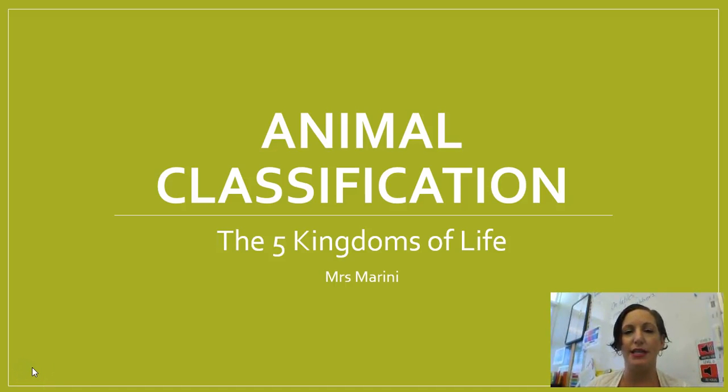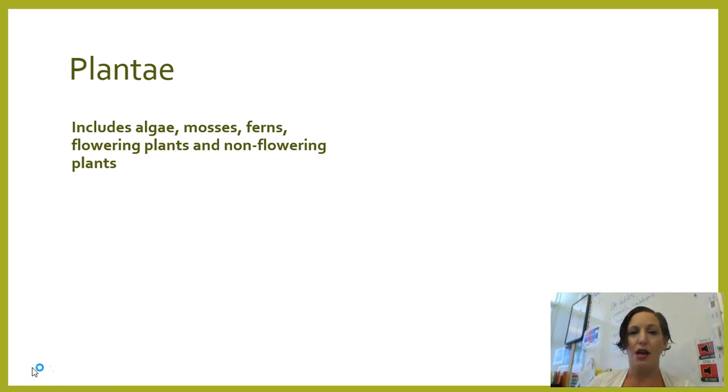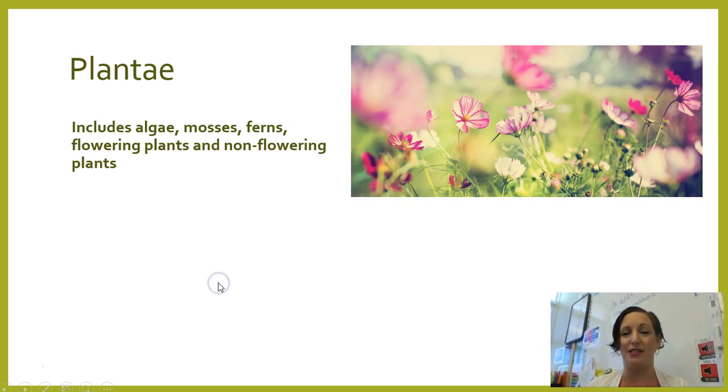Welcome back, Year 3s. Let's continue our learning on the 5 kingdoms of life. The next kingdom is the kingdom of plantae, and that is a big kingdom. There's lots and lots of plants in the world. It includes algae, mosses, ferns, flowering plants, and non-flowering plants. So it's quite large, and everywhere we look, we generally can see some kind of plants around us.